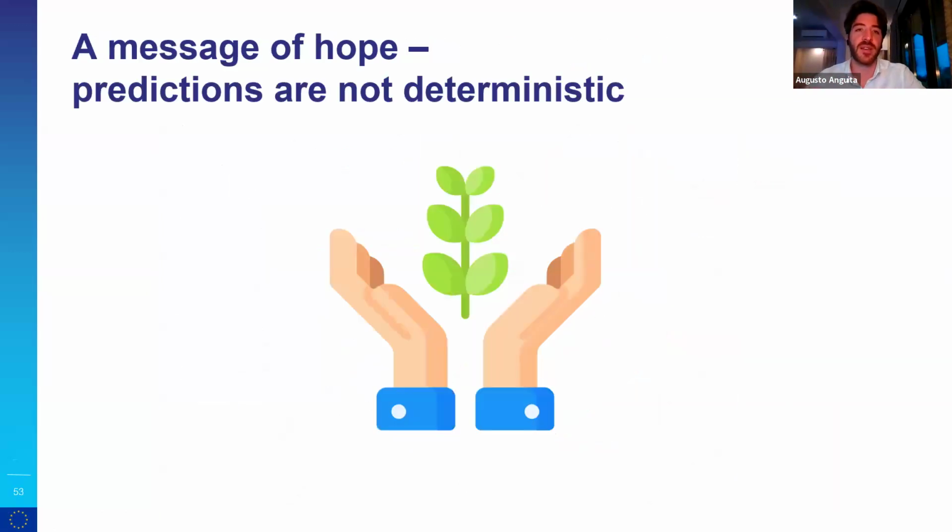That is also a message of hope, that predictions are not deterministic. So we can make predictions, but with a good intervention or a good plan for fighting against the disease, we can actually make these predictions not come true.